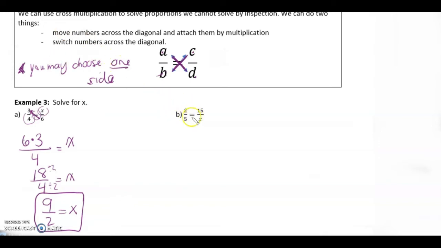Okay, for the next one. So the x is in the denominator, so that's a little bit more difficult. So I'm going to switch these. I'm going to bring the x up here and the 2 down here. So we're going to have x over 5, right? X is up, equals 15 over, and then the 2 is going to come down.